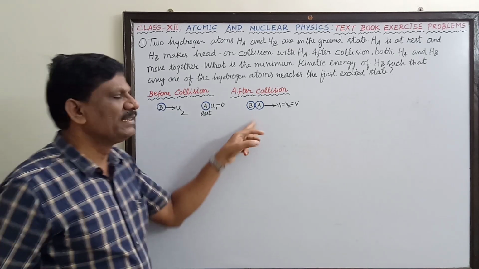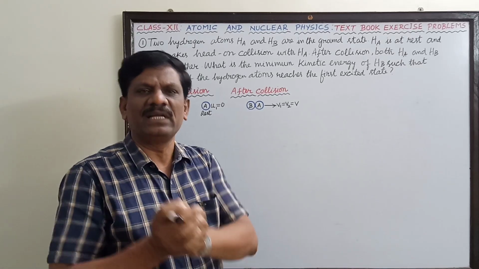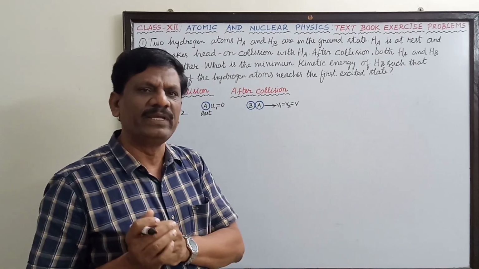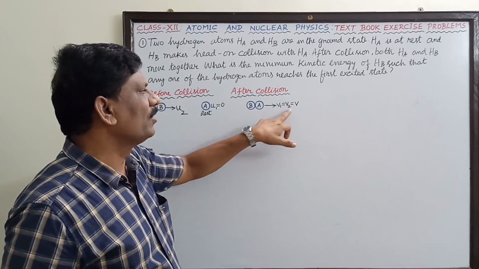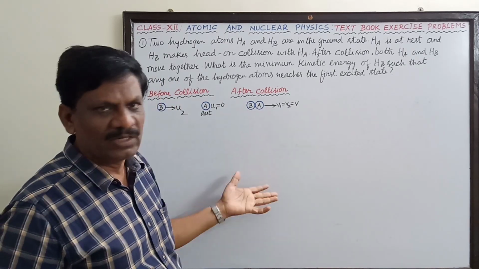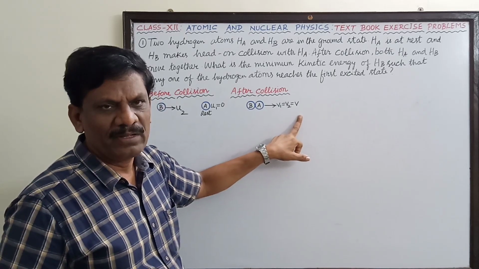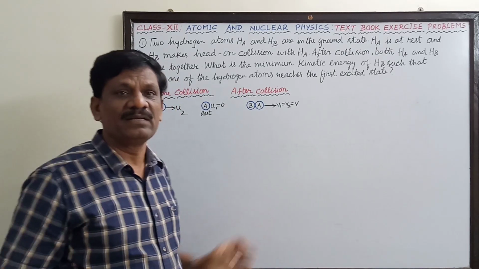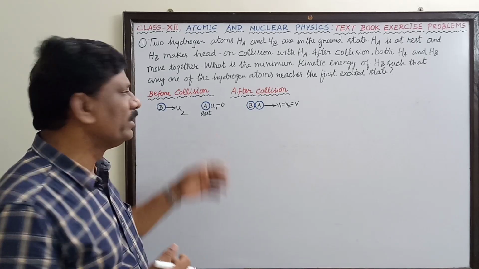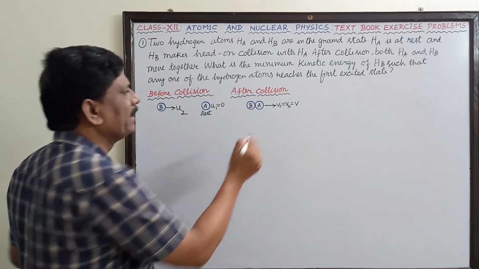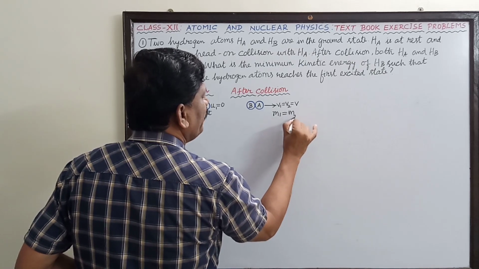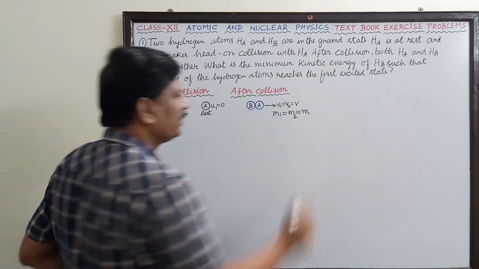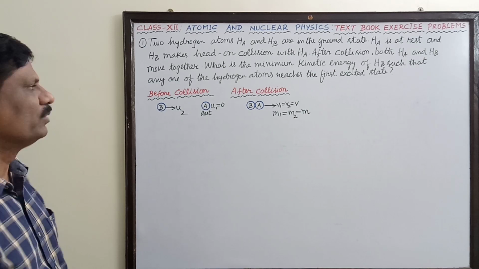Now after collision they stick together. It is a plastic collision, and both of them go together with a combined velocity V. Therefore the final velocities V1 and V2 are both equal to V. Both are hydrogen atoms, therefore M1 is equal to M2 is equal to M. Here I can also write mass of A is equal to mass of B, which is also equal to M. Common symbol I am going to use.